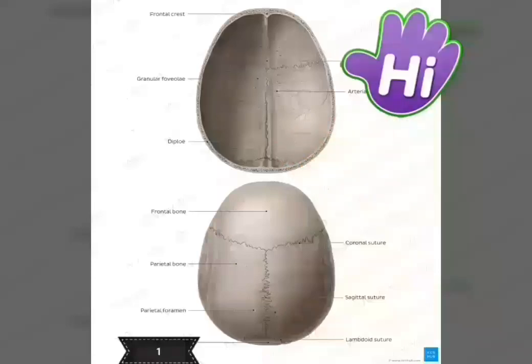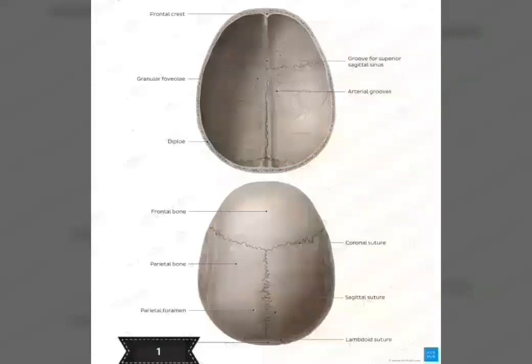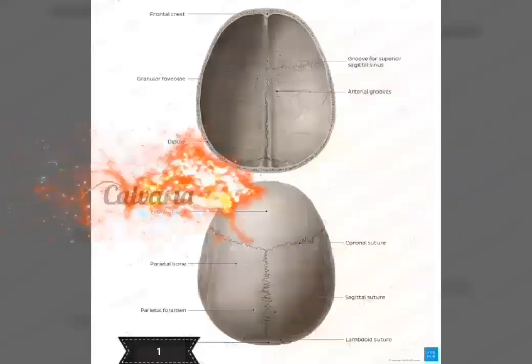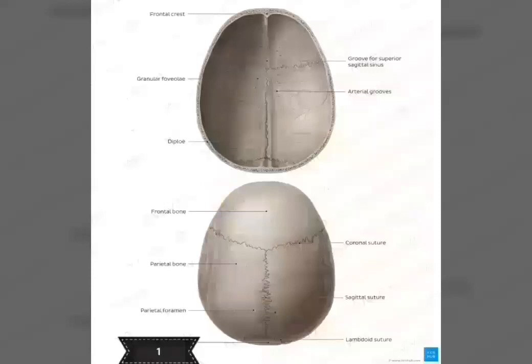Hi everyone, our lecture today is about the scalp. As you can see in this picture, this is the calvaria. The calvaria represents the upper part of the skull, and sometimes it is called the skull cap.